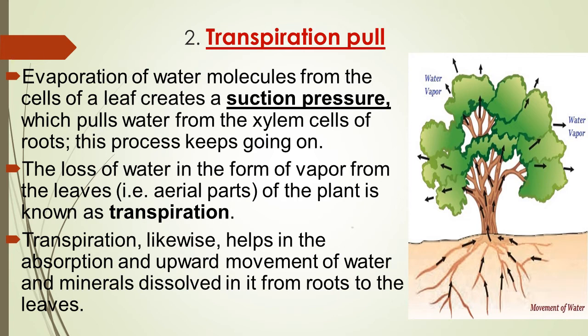As we know, the evaporation of water from the leaves of a plant is called transpiration. The continuous evaporation of water, or transpiration, from the cells of a leaf creates a kind of suction which pulls up water through the xylem vessels. In this way, the process of transpiration helps in upward movement of water.